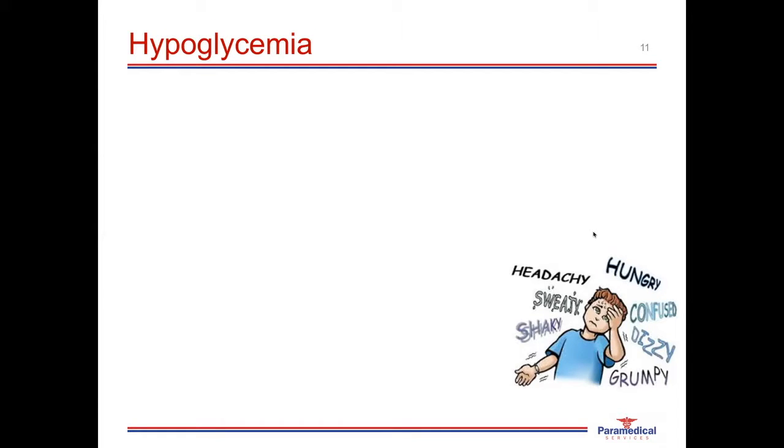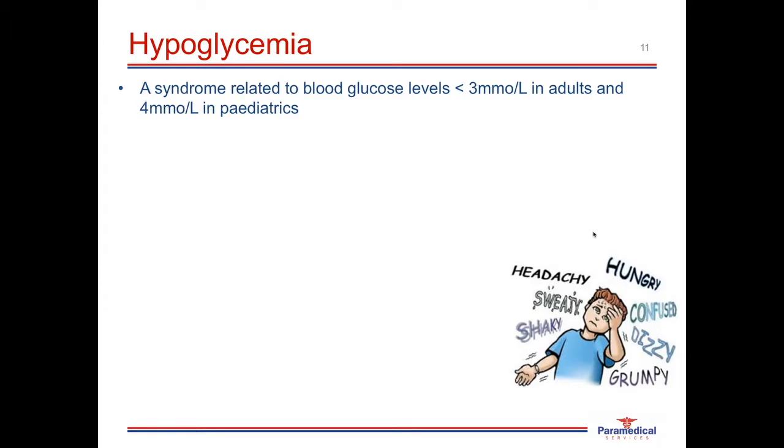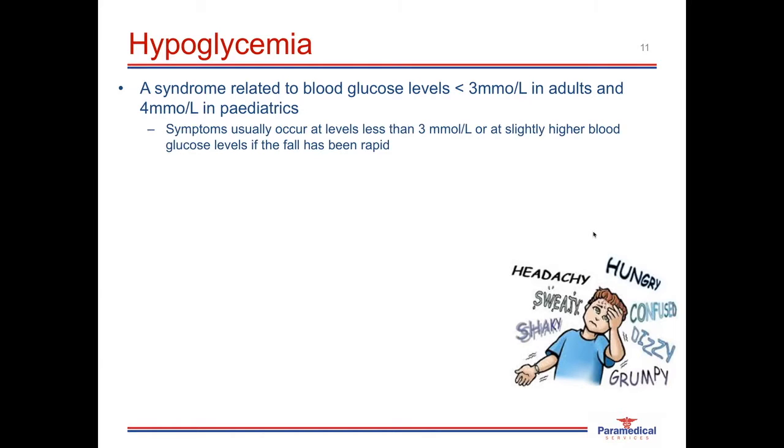Hypoglycemia, meaning low blood sugar levels, is a syndrome related to blood glucose levels of less than 3 millimoles per liter in adults and 4 millimoles per liter in pediatrics. Signs and symptoms usually come on at about the level of 3 millimoles per liter, or signs and symptoms can occur at a slightly higher blood glucose level if the fall has been rapid. It may also occur in non-diabetic patients.